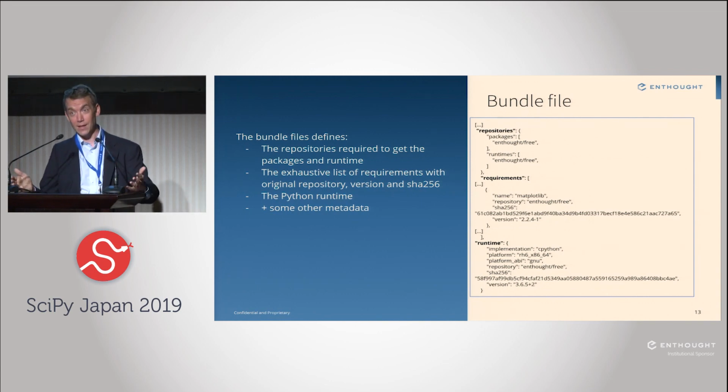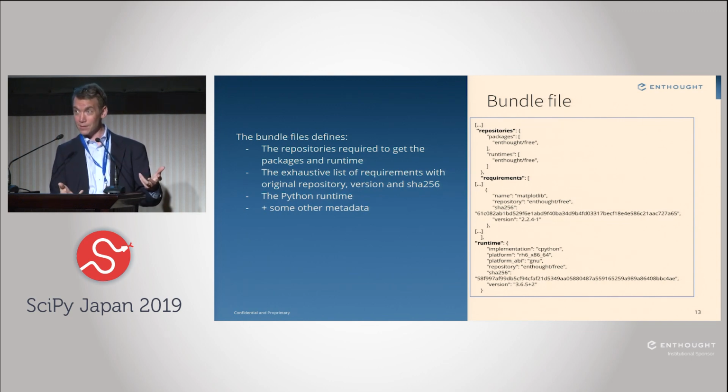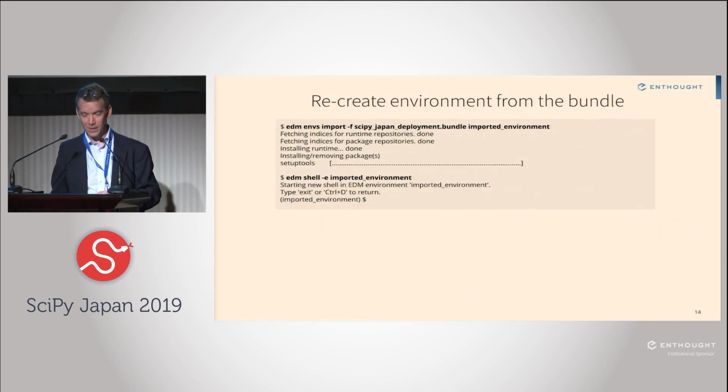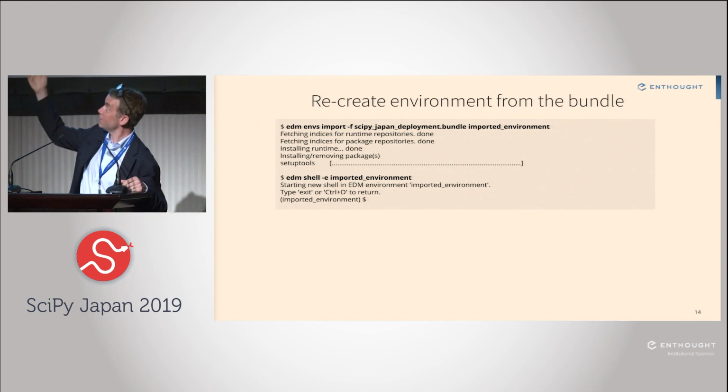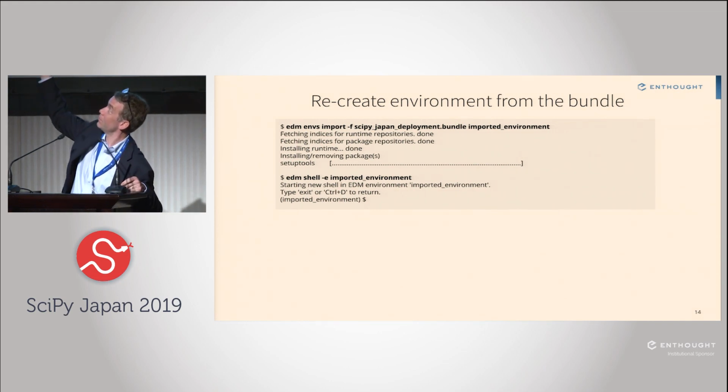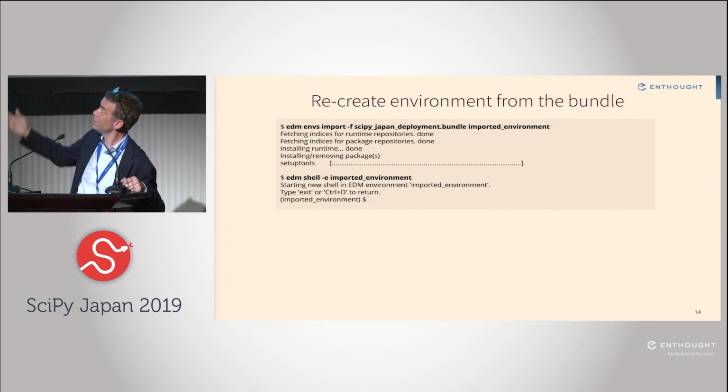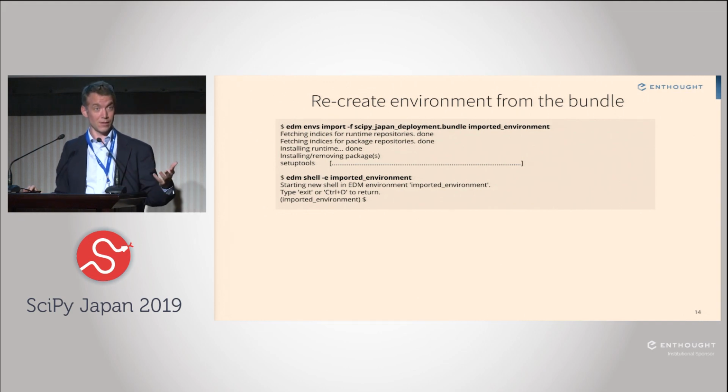So based on that, now I can take that bundle file and give it back to an EDM installation and say, hey, please recreate exactly the same environment, and I should be in a position to execute my code the very same way. So how do I do that? EDM environment import, you give it the file, you give a name to your target environment. I call that imported environment, which is not a great name, and then I can use the environment to execute that code again. Simple and easy.